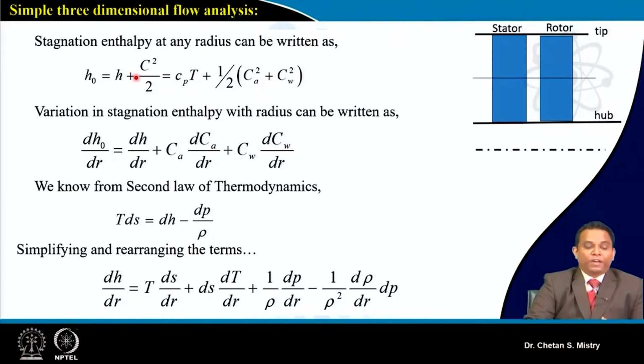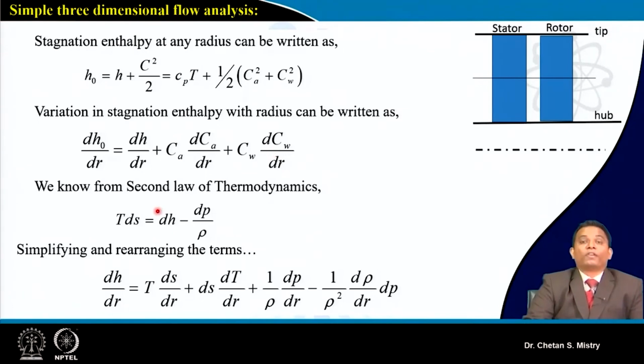If we consider a variation of this stagnation enthalpy along the radius, we can write dh0 by dr, which is nothing but dh by dr plus ca dca by dr plus cw dcw by dr. This represents the variation of stagnation enthalpy along the radius, and it is a function of the static enthalpy, the axial velocity, and the tangential or whirl component of velocity.